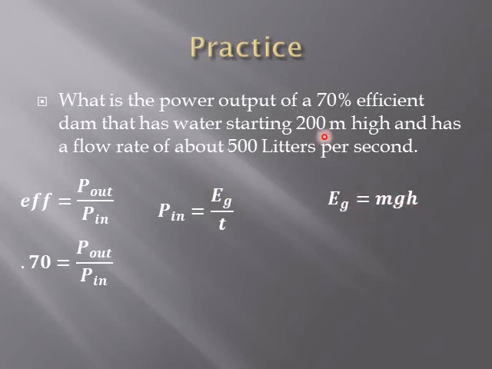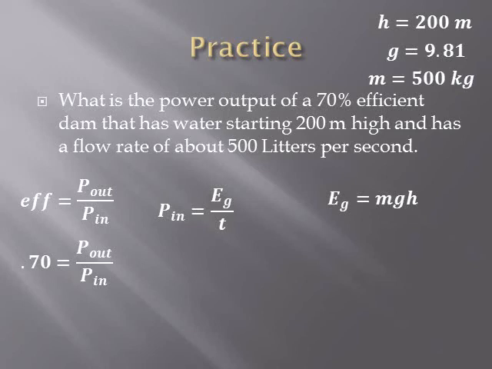So let's see here. h starts 200 meters high, right? We also know that g is 9.81, of course. The mass, though, is one of the main things you need to know with hydroelectric. Because you're usually dealing with water, 1 liter of water has 1 kilogram of mass. So if there's 500 liters of water every second, that means there's 500 kilograms of mass going through every single second. So let's just worry about 1 second at a time. We'll say the mass that goes through then is 500, right, because it's after 1 second.